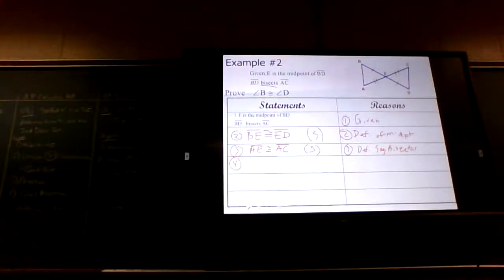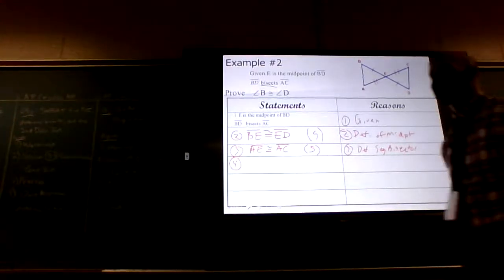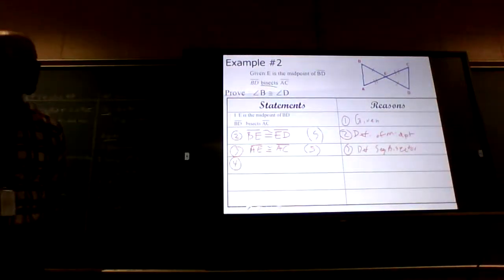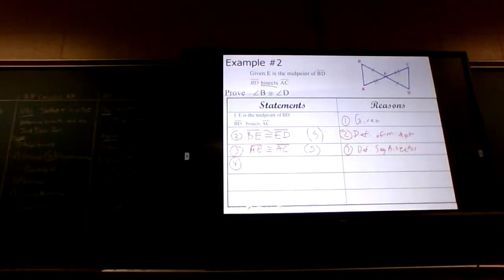Okay, but you already know what the next one is. Does anybody know what the next step is? What is the next step on this proof? What has to be congruent in those two triangles?